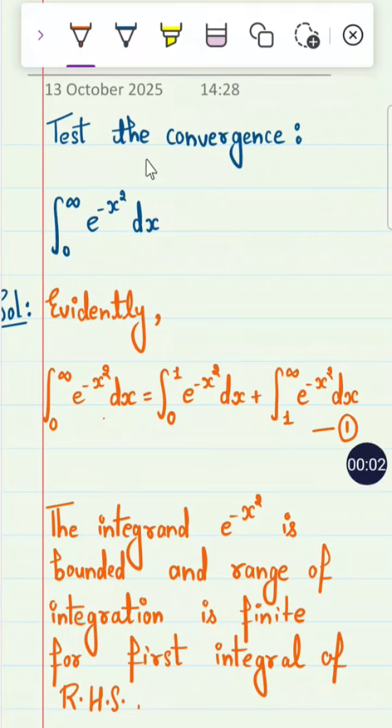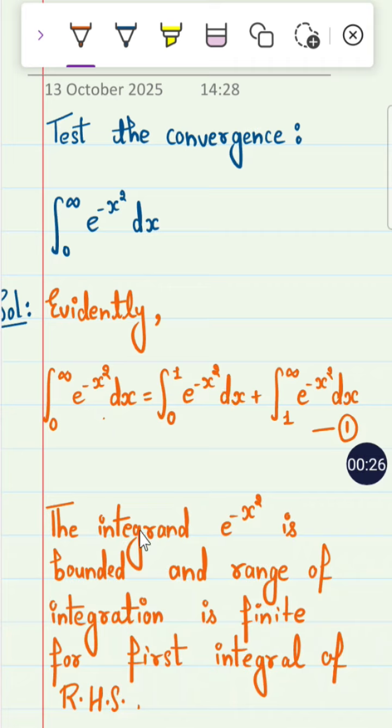Hello students, today we have discussed the convergence of this integral. The integral is defined from 0 to infinity of e to the power minus x square. So evidently we have split it up into 0 to 1 and 1 to infinity, right? Take this first equation. Firstly we find the integral of this, and second is that. Then the convergence of both gives the convergence of this integral, right?